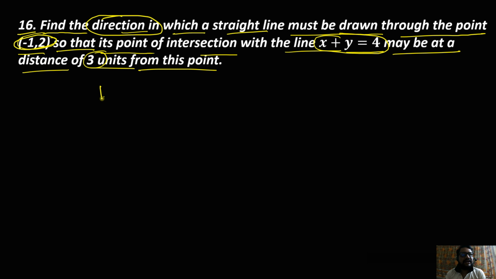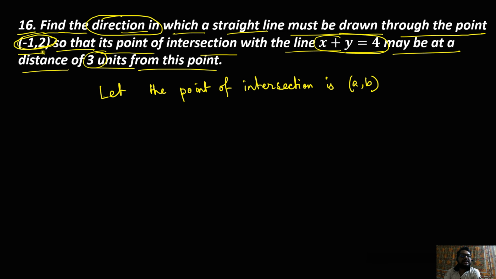First, let the point of intersection be a comma b. I am assuming the point as a comma b. We have to find these two coordinates, a and b, and this point is on the line x plus y equal to 4. That means it must satisfy the equation, that means a plus b equal to 4. This is one relation, let's denote it by 1.